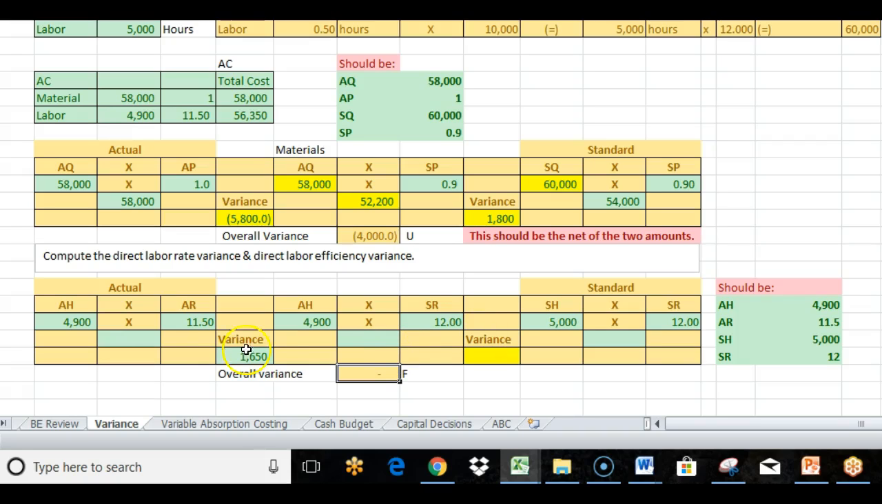So if you multiply these and come up with a number here and here, if this is larger than this, you'll subtract this number from this number to come up with the correct variance. You're going to do the same thing here. You're going to take this number and compare it to this number. The standard, if it's higher, you'll subtract this middle number from the standard to get the variance, and then you'll net these two.